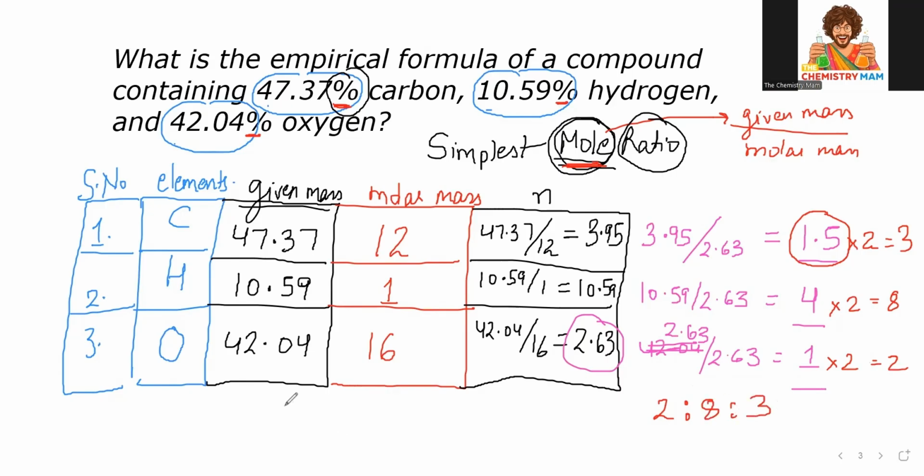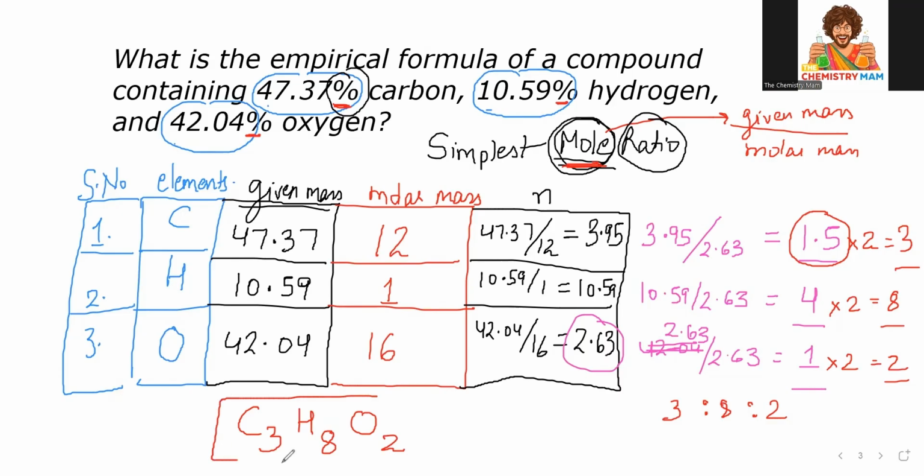So my simplest mole ratio becomes 3 is to 8 is to 2. Oh, sorry, I shouldn't change the sequence, no? It was 3 is to 8 is to 2. So my empirical formula technically then comes out to be C3H8O2. This is my empirical formula.